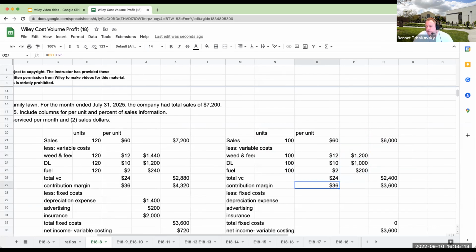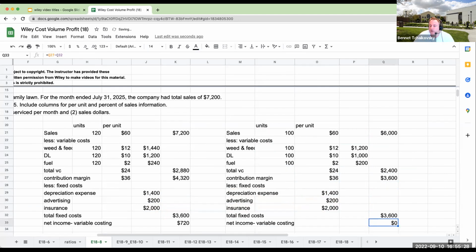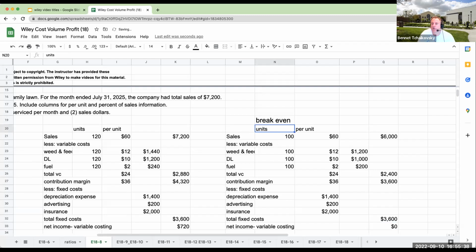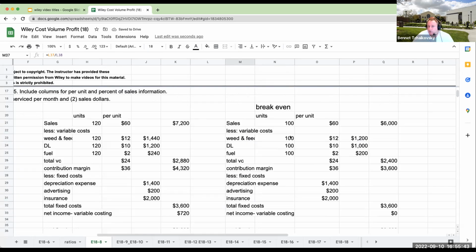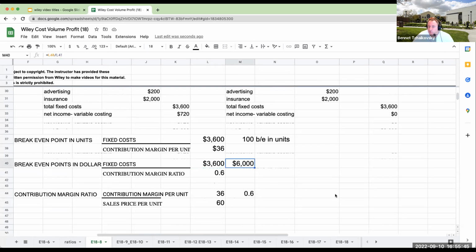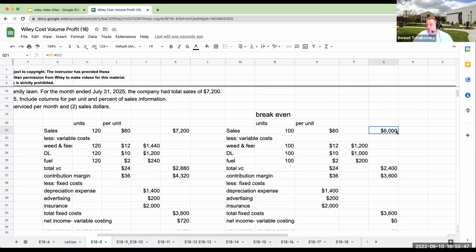Variable costs per unit aren't changing. Contribution margin per unit is not changing, but I have this over here. Now, in terms of the depreciation expense, still at 1,400, advertising still at 200, and this is going to be over here at 2,000. So over here, my total fixed costs are 3,600, and my net income under variable costing is going to be 0, which is break even. So when I look at what I just computed down here, my break-even point in units, it's 100. My break-even point in sales dollars, that's how we know it works.